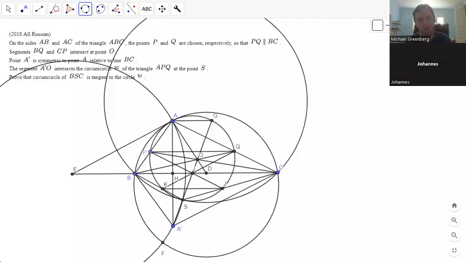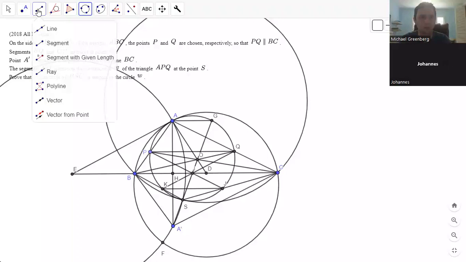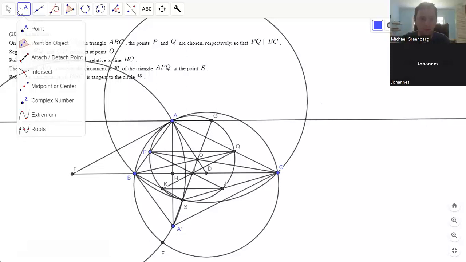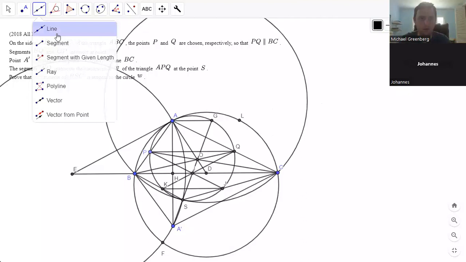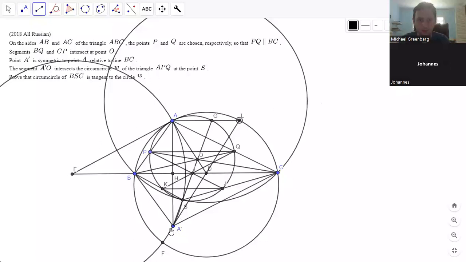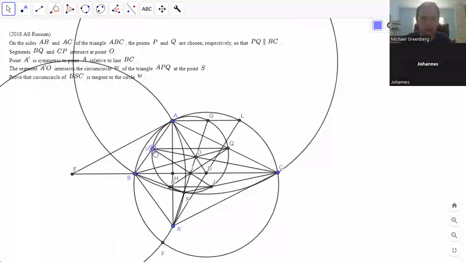I think a good way to try to show that is to intersect AG with the circumcircle of ABC as well. And then we have A prime, D, and whatever the intersection is going to be called. They'll be collinear. Okay. A prime, D, and L. Basically, as we move P along AB, L would stay the same.